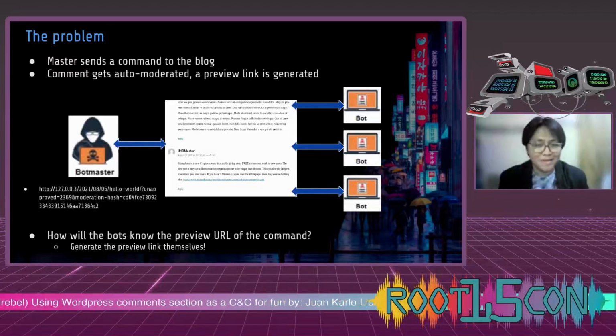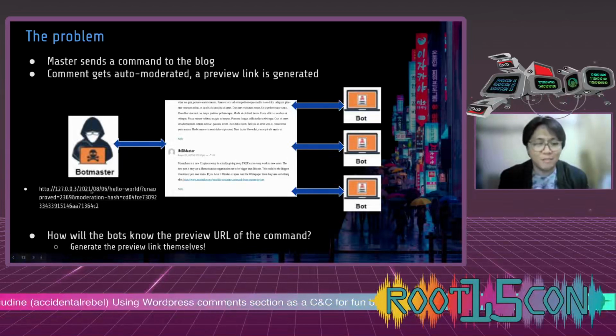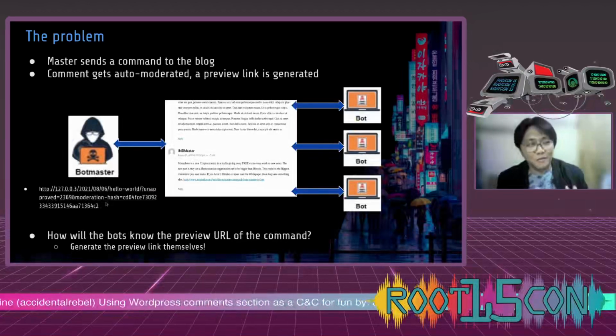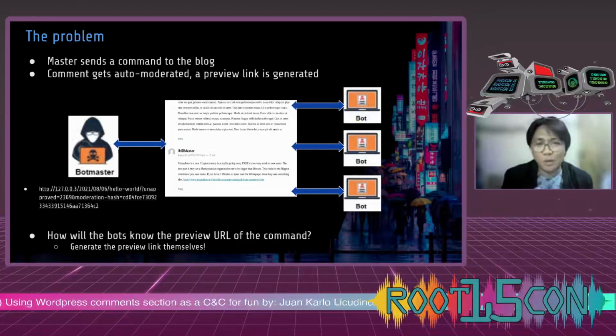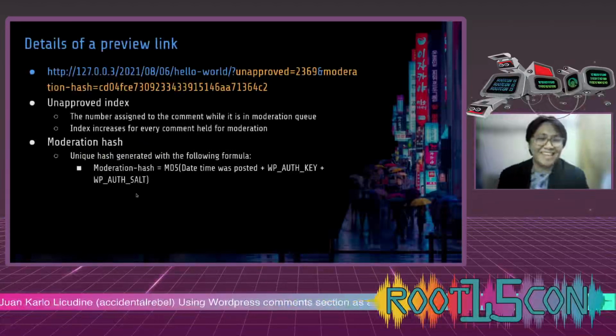The answer? We generate the preview link ourselves. If the bot generates the same preview link that the bot master receives, then the bots will be able to see the comment that was posted. Okay, but how can we do that? Well, we need to understand how WordPress creates the preview link. Thankfully, WordPress is open source. That gave me a way to understand how it works.